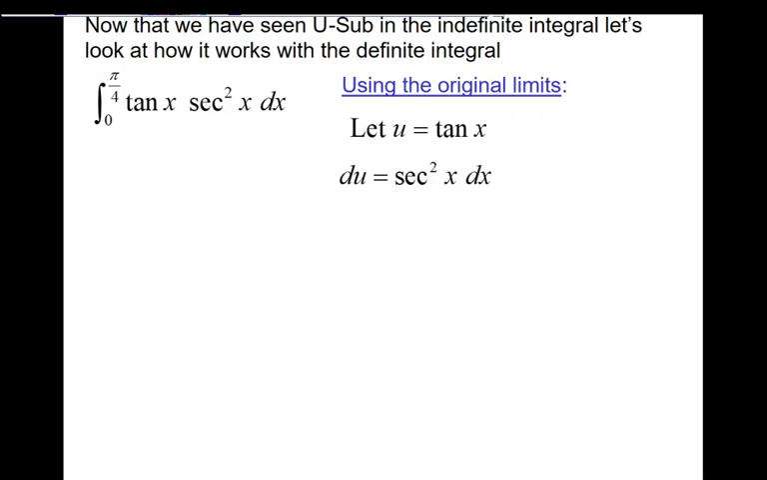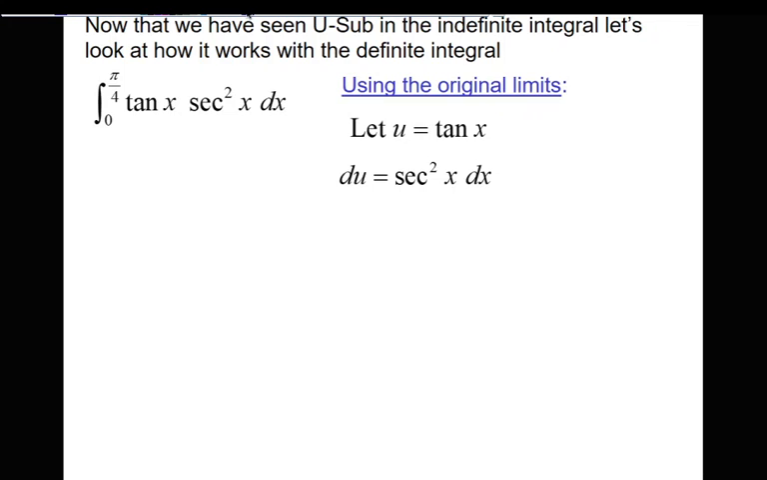Just like we do with the indefinite integral, we've got to pick what u is going to be. In this one you could use either, but some are going to be easier than others. So I'm picking u to be tangent x. So this is my u, and you can see right here that this is du. Nothing's going to change as far as our u substitution goes. So here we go.